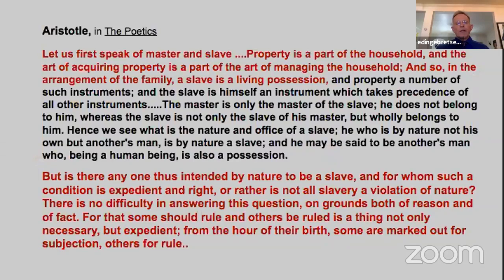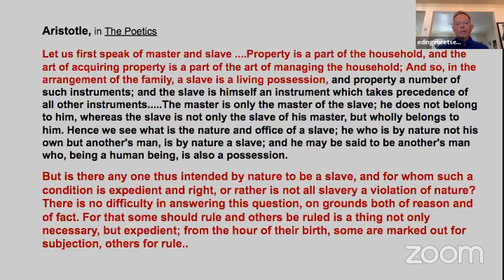So very quickly, here is Aristotle from the Poetics, and I won't give you the bad Greek. Let us first speak of master and slave. Property is a part of the household. The art of acquiring property is a part of the art of managing the household. That's kind of Aristotle in his proto-capitalist manner. And so in the arrangement of the family, a slave is a living possession.